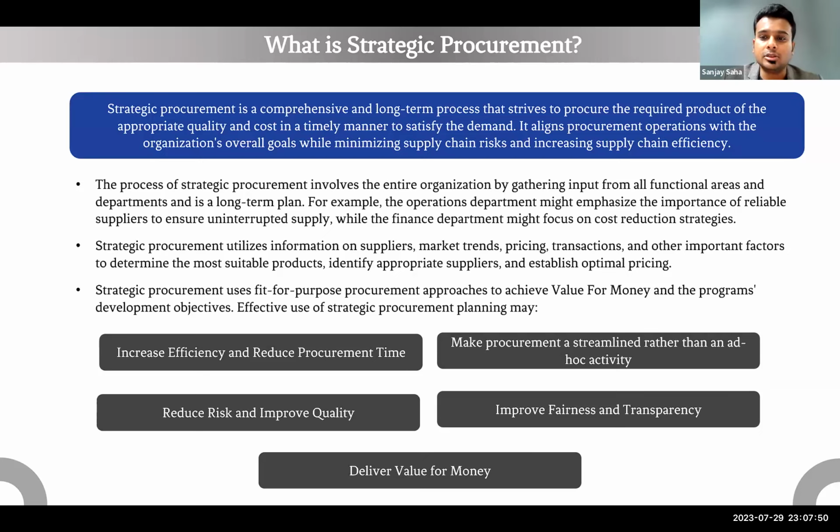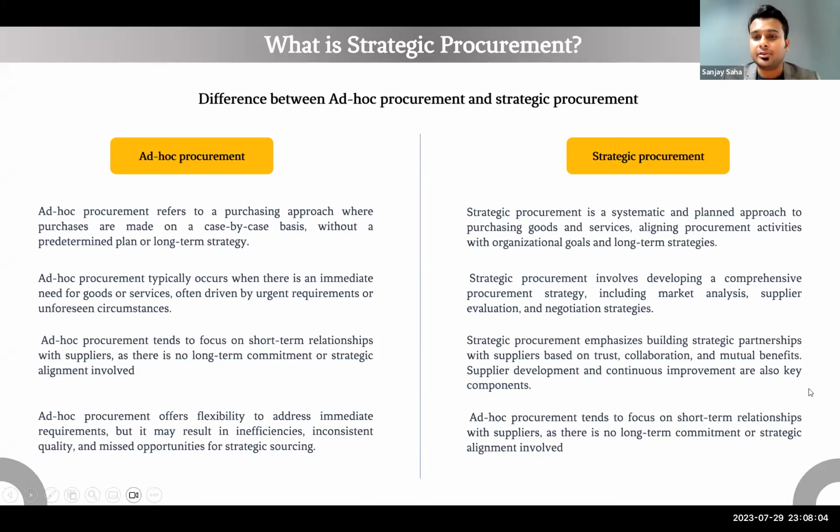Okay. So that is, in a sense, what strategic procurement is, or a strategic procurement plan, or some people may call it a procurement strategy. Different ways of saying the same thing. Okay. So moving on, what's the difference between ad hoc and strategic? If we have to list them out, here it is on your screen.